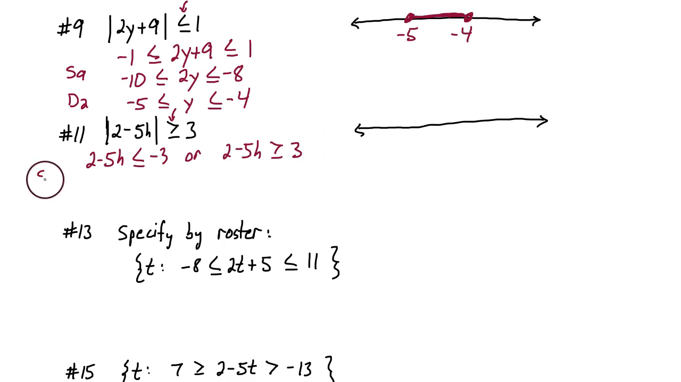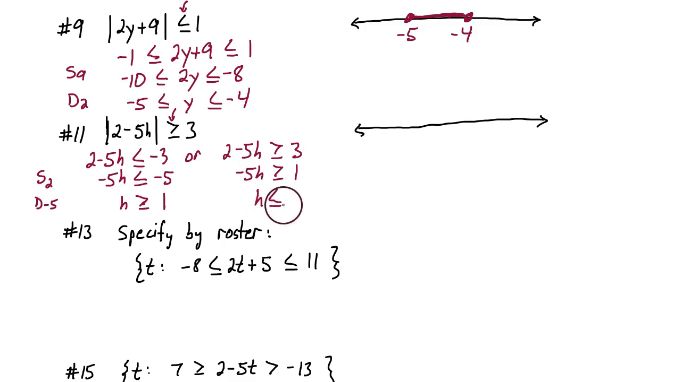To solve this, we need to subtract the 2 away. We get negative 5h is less than or equal to negative 5. Over here, when you subtract 2, you get negative 5h is greater than or equal to 1. Now divide by the negative 5. When you divide by a negative, the arrow switches. Negative 5 divided by negative 5 is 1. Over here, when you divide by negative 5, the arrow switches. And 1 divided by negative 5 is negative 1/5. The word or connects these together.